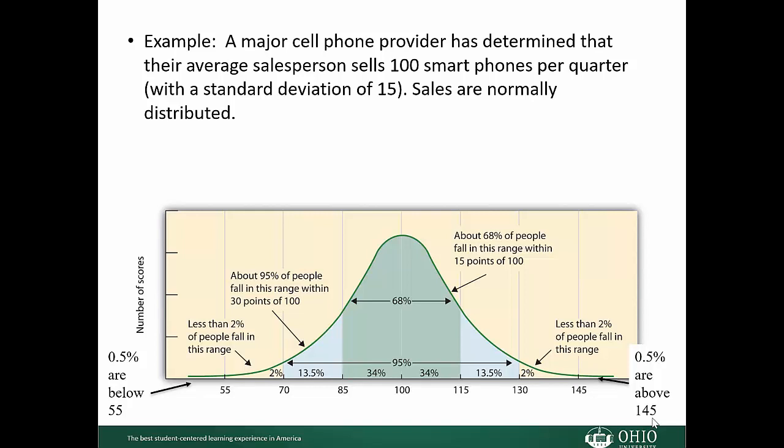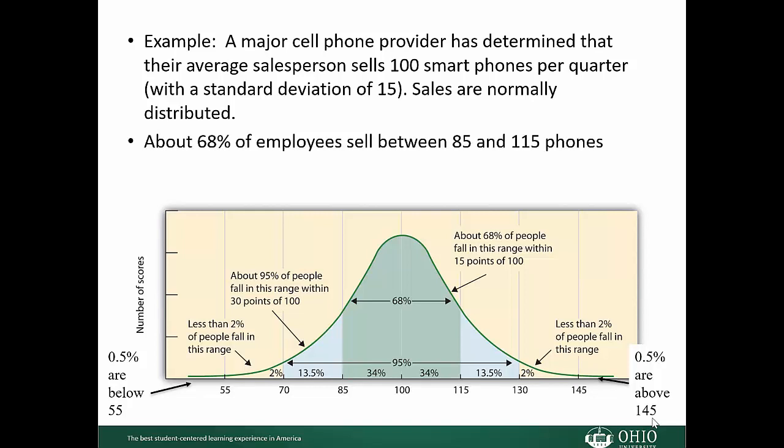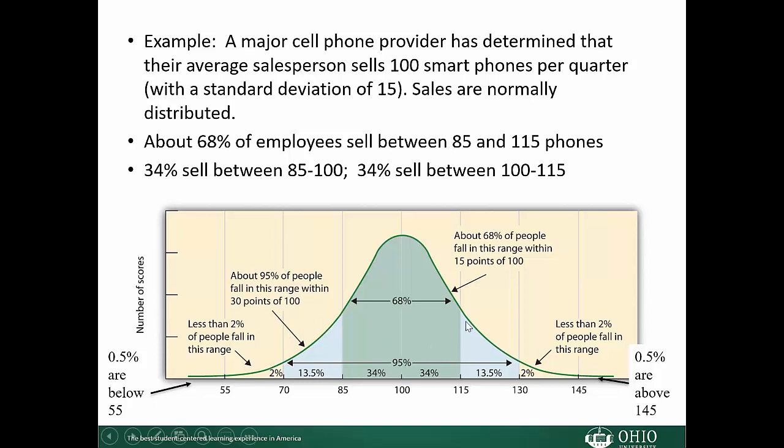95% are within 2 standard deviations. So that means that 95% of employees sell between 70 and 130 phones. And 99% are within 3 standard deviations. So 99% of employees sell between 55 and 145 phones. Remember, a normal distribution is symmetrical. So if 68% of employees are within 1 standard deviation of the mean, that means half, or 34%, are 1 standard deviation below, and half, or 34%, are 1 standard deviation above. So that means 34% of employees sell between 85 and 100 phones, and 34% sell between 100 and 115 phones.